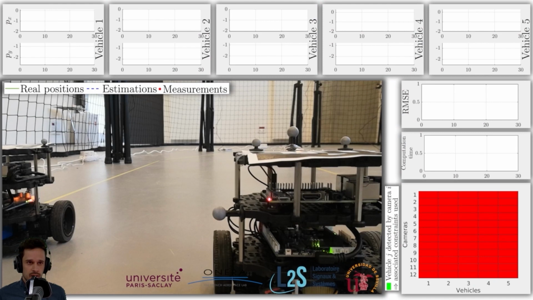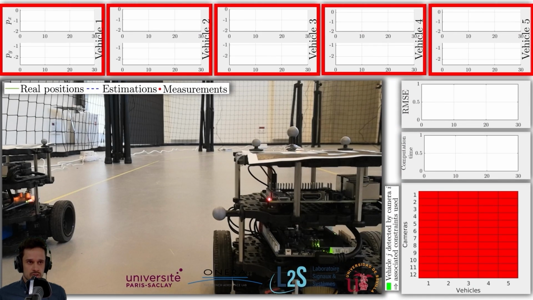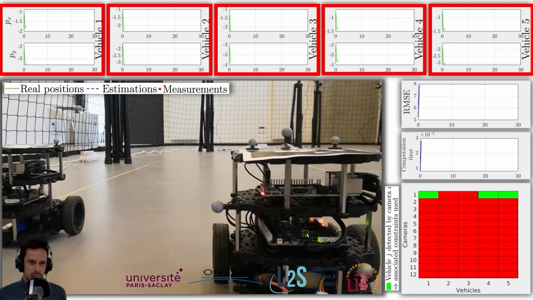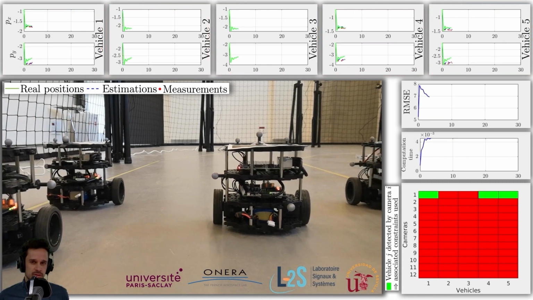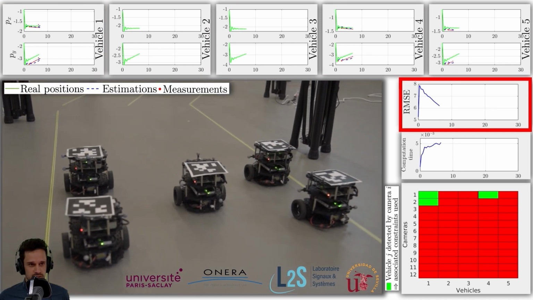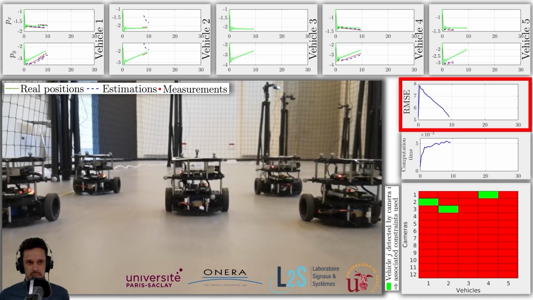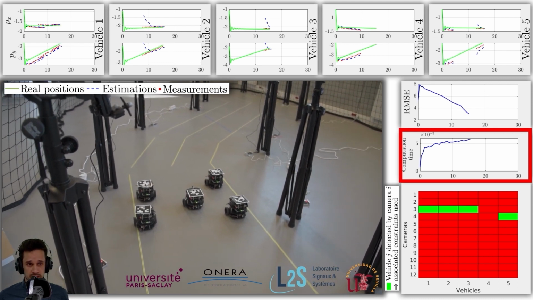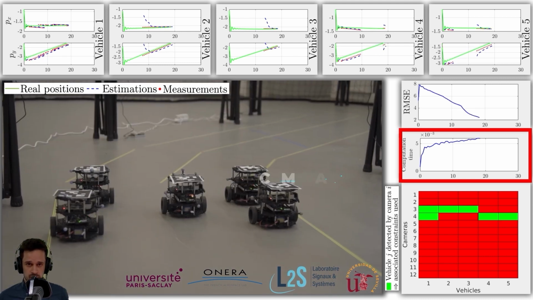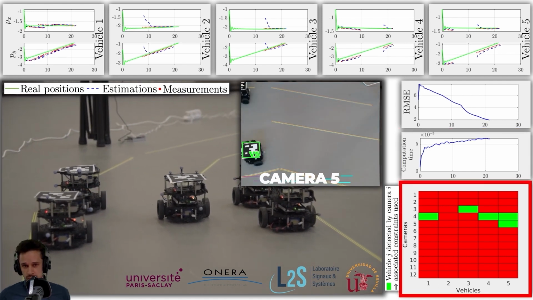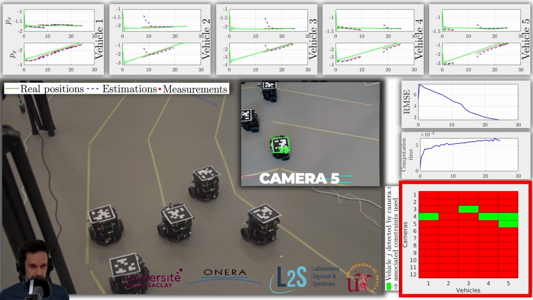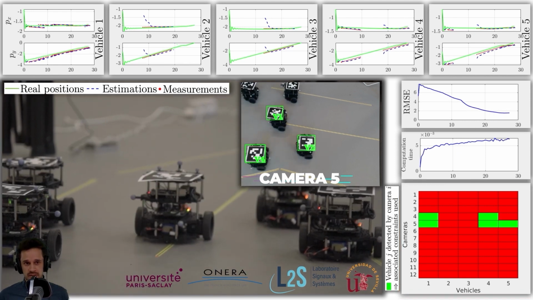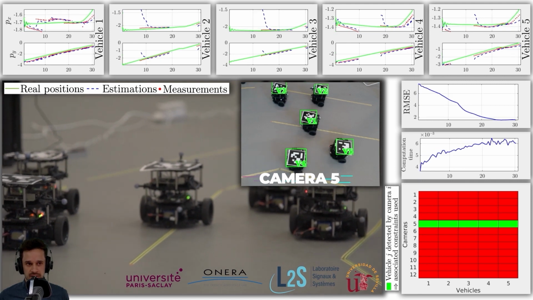Let's start the experiment. At the top, we see 5 figures showing the actual positions of the vehicles, the estimated ones by the active sensors only, and measurements performed by these last ones. This figure shows the root mean square error averaged across the entire sensor network, representing a performance index of the estimation error accuracy. The computation time needed by each sensor to estimate the state of the system is shown here in this figure. The figure at the bottom right shows which vehicles are currently detected and by which cameras. For example, we now see that camera 5 detects all 5 vehicles.